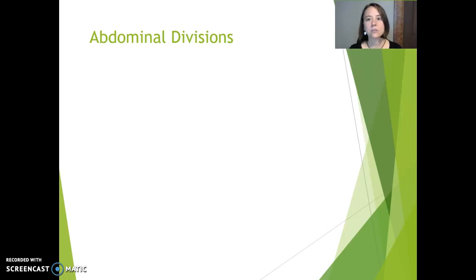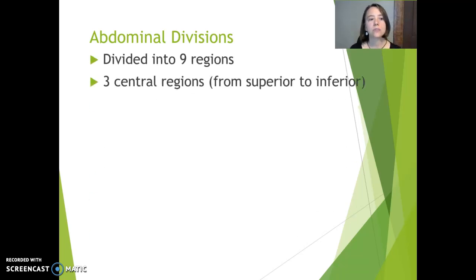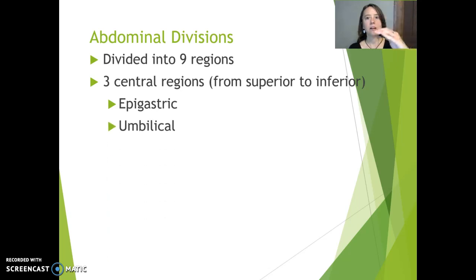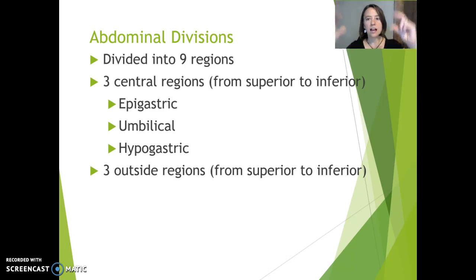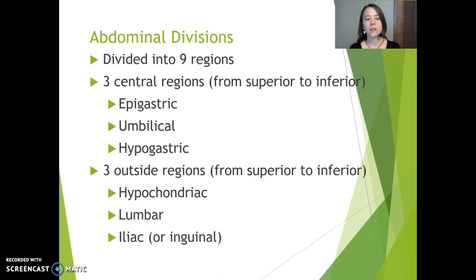So also we would like to be able to talk about not just in my belly, but specifically where is there a problem in the abdomen. So there are 9 regions. 3 central regions are named from superior to inferior: epigastric, umbilical, and hypogastric. And then on each side there are 3 outside regions, again from superior to inferior: hypochondriac, lumbar, and iliac, or sometimes you'll see inguinal.